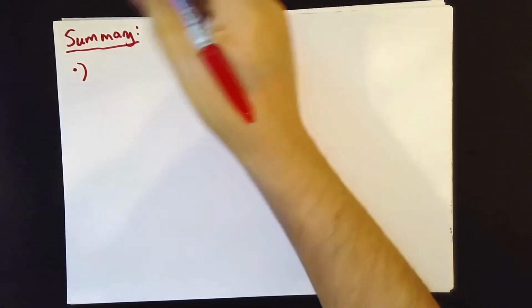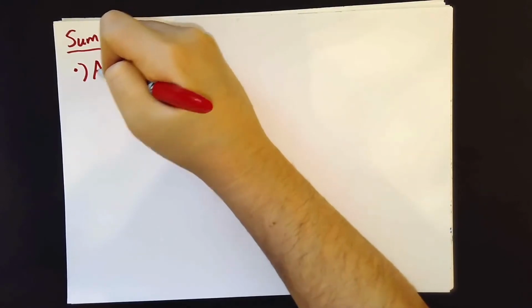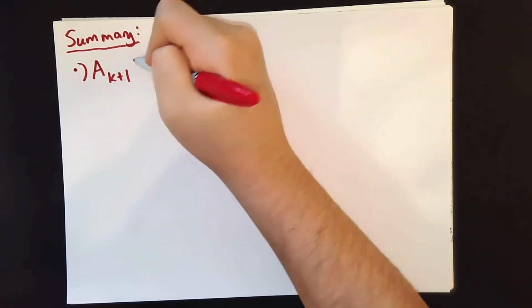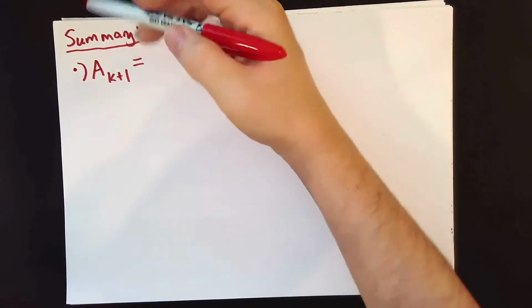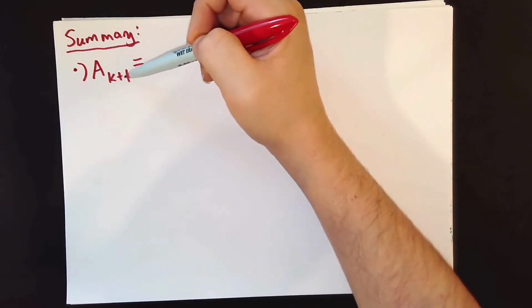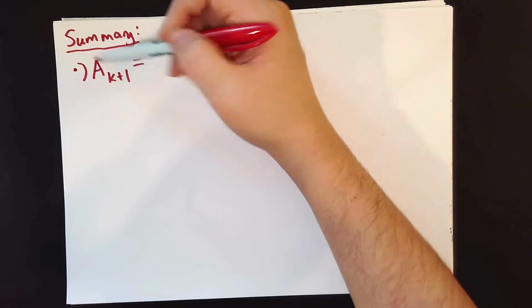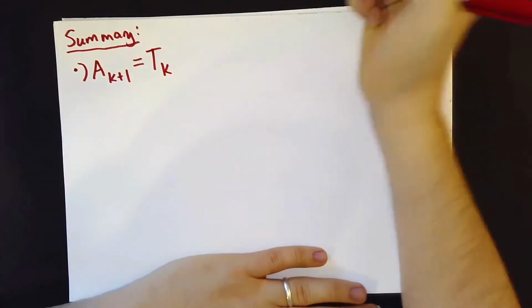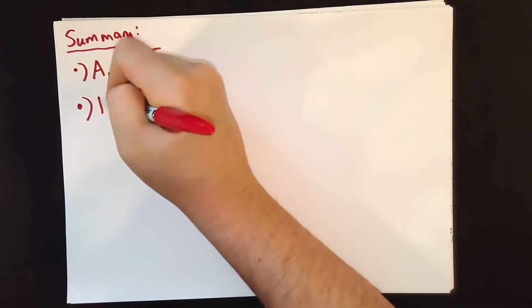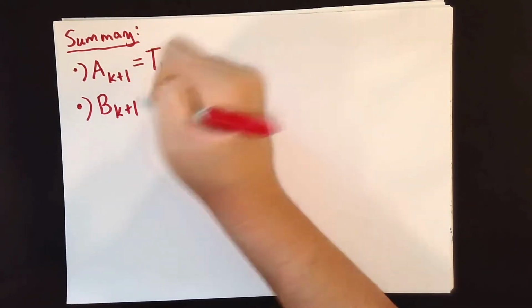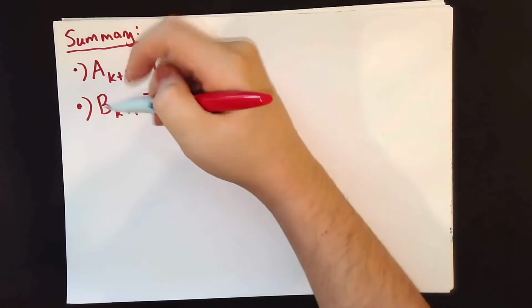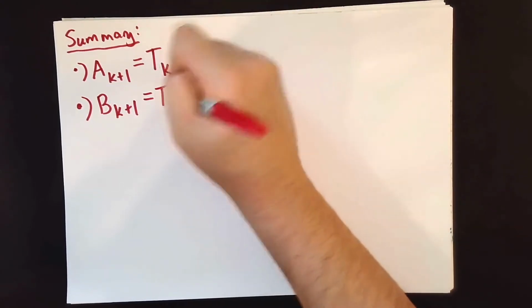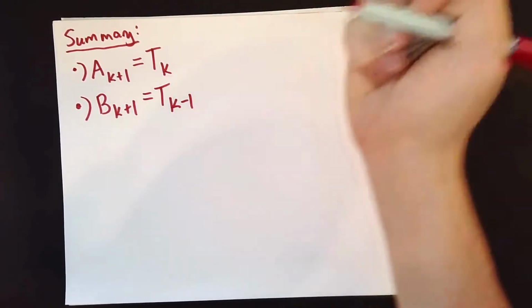So the very first thing we realized that sort of got the whole ball rolling on this train of thought was that a sub k plus 1, the number of ways to tile a 2 by k plus 1 board with the rightmost tile vertical, was exactly the same thing as t sub k. Then, when we thought about a horizontal rightmost tile instead of a vertical one, that turned out to be the same as the number of tilings of a 2 by k minus 1 board by dominoes.